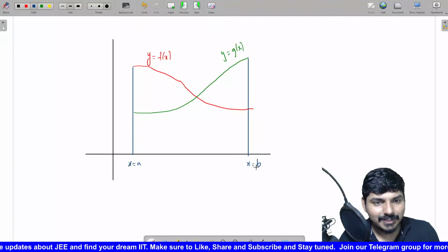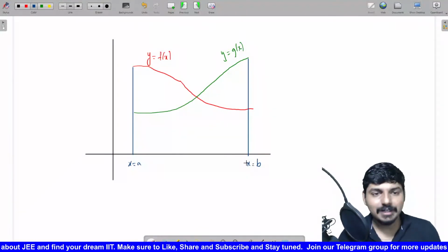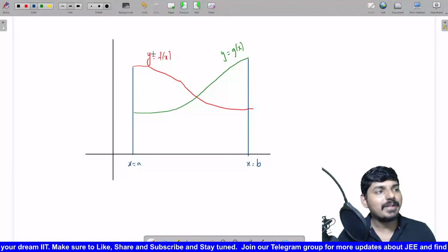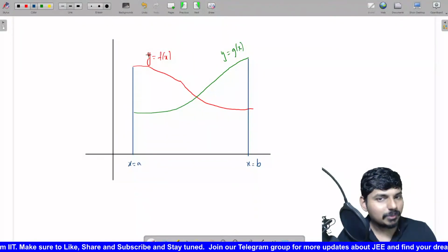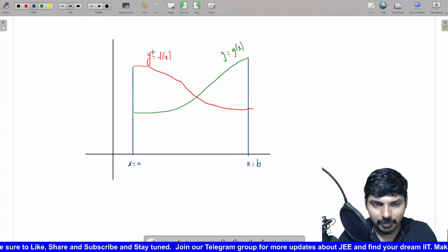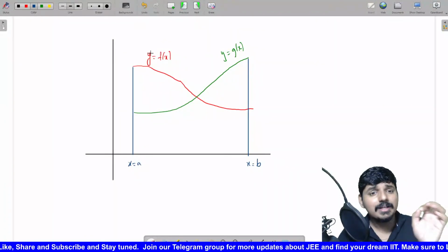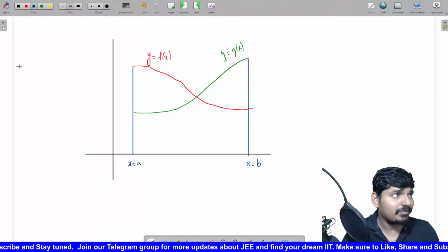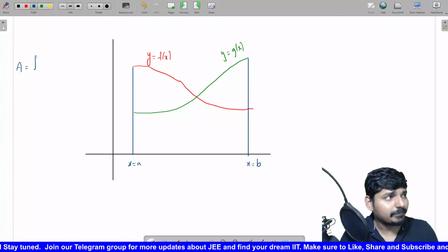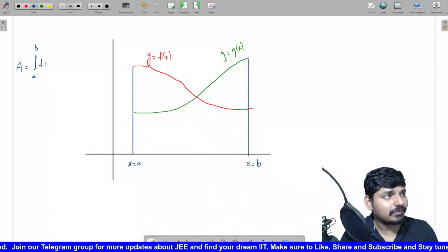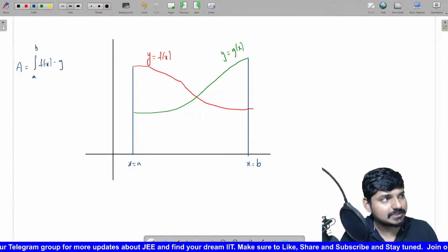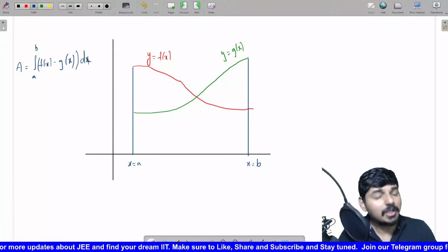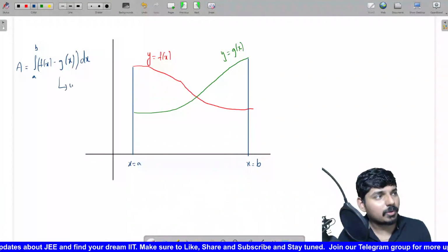Okay, now everyone, we need to find the area bounded between these two curves f of x and g of x between x equal to a and x is equal to b. How do we do that? Okay, so everyone, listen to this very carefully. If you find out area in this way, integration a to b f of x minus g of x into dx, or g of x minus f of x into dx, let me tell you, you are going to get a wrong answer.